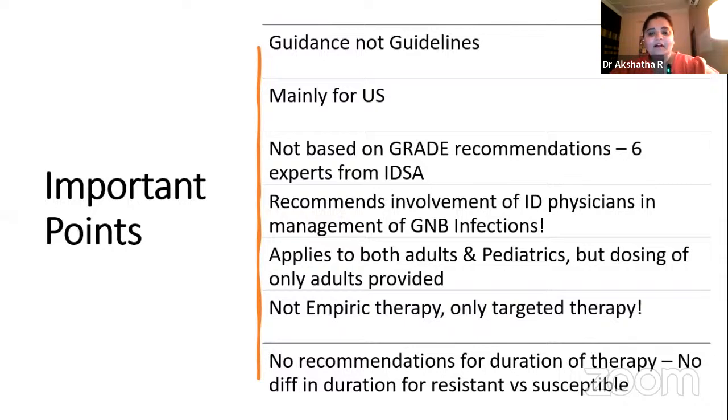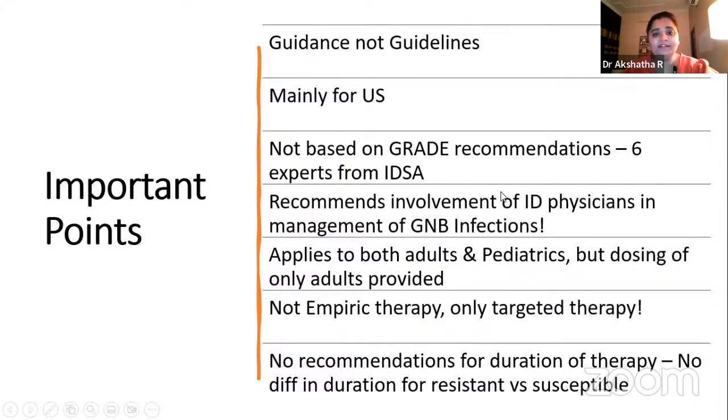They recommend involvement of an ID physician whenever gram-negative infections are suspected. This applies to both adult as well as pediatrics, but the dosing of only adults has been provided in the guidance. They have not commented on the empiric therapy. Whatever is in the guidance is for the targeted therapy, that is, once you have the antimicrobial susceptibility in your hand. And they have not made any recommendations for the duration of therapy.